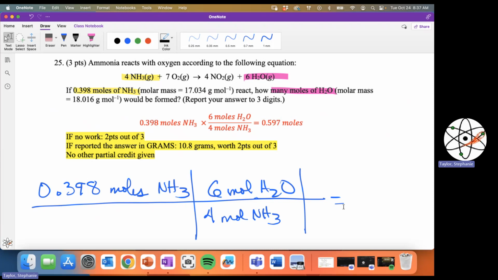So 0.398 divided by 4 times 6 is 0.597 moles. This says 3 digits, 1, 2, 3, 3 digits. That's it.